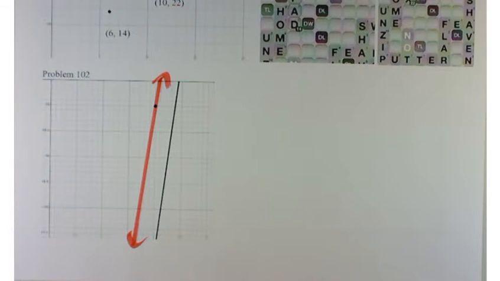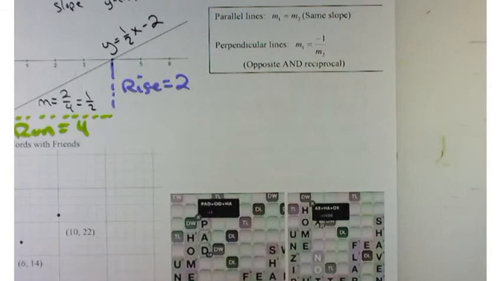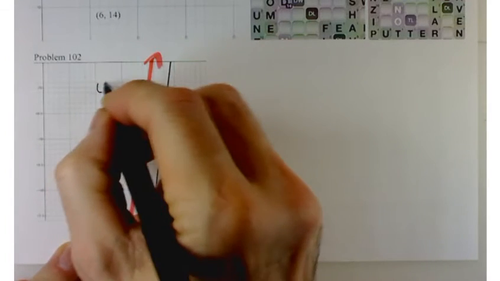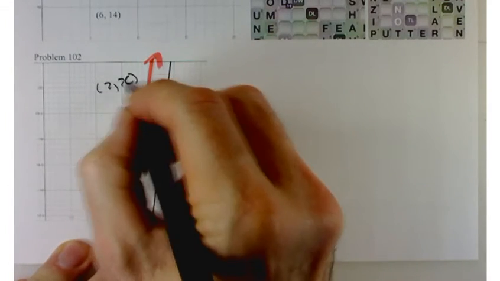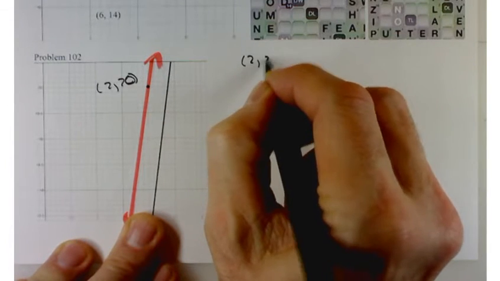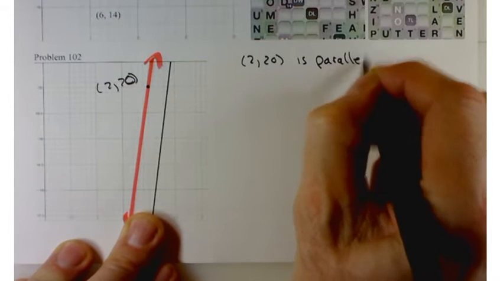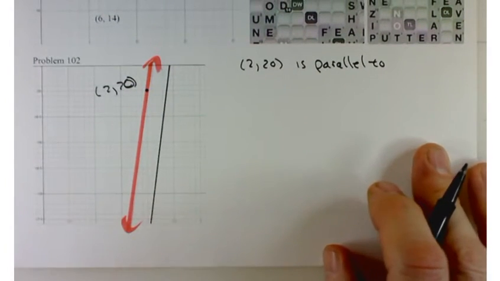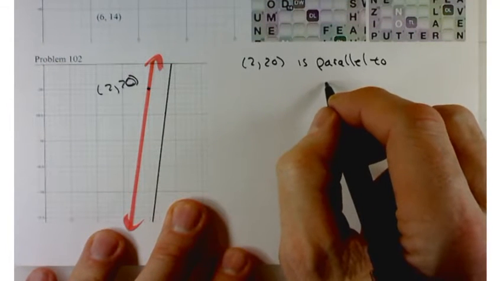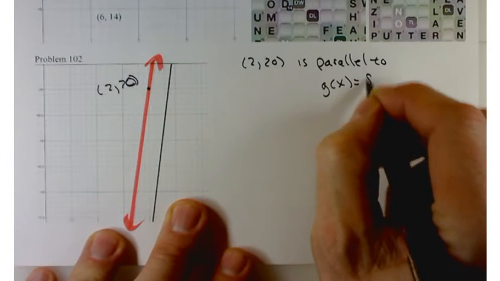What do you know about parallel lines? What can you tell me about their slopes? They're the same. Parallel lines have the same slope. Perpendicular lines have slopes that are opposite and reciprocals. We want the equation of a line that passes through this point, 2 and 20, and is parallel to g of x equals 8x plus 1.